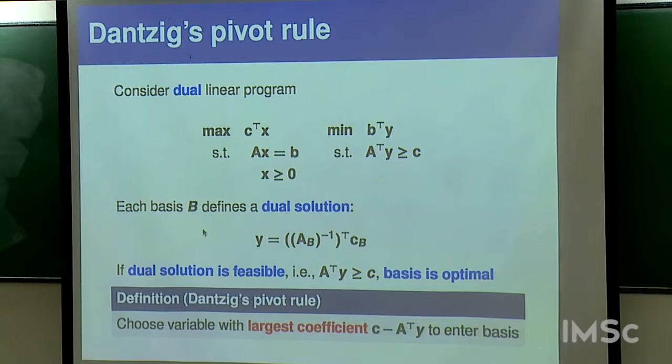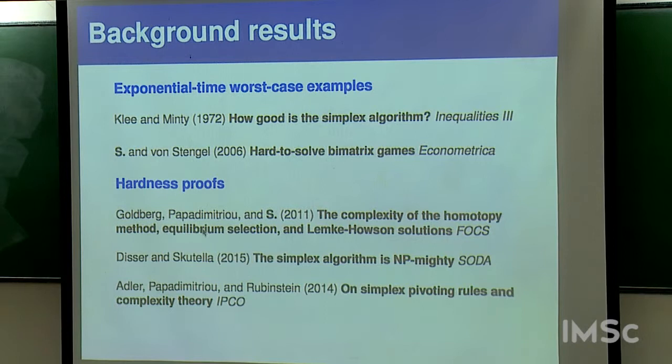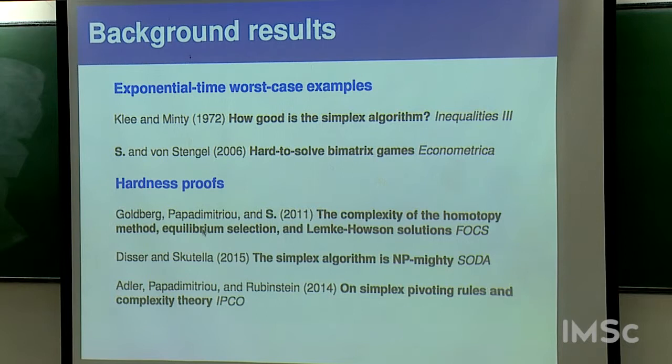Okay, so here's some background. I haven't told you what our results are yet, but how did we even start thinking about this problem? It was really due to Disser and Skutella's paper that's going to appear in SODA, but appeared on the arXiv over a year ago. And what they did is they showed that if you run the network simplex algorithm and you ask the question, what is the complexity of whether a particular variable enters the basis along the way? And they had various motivations for looking at that question. That problem is NP-hard.